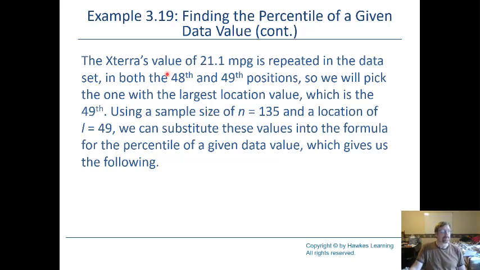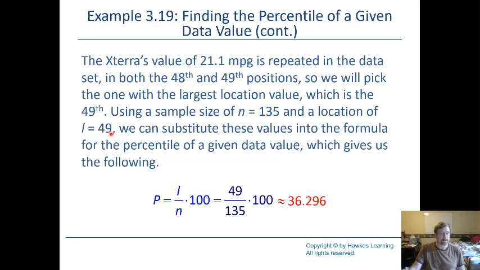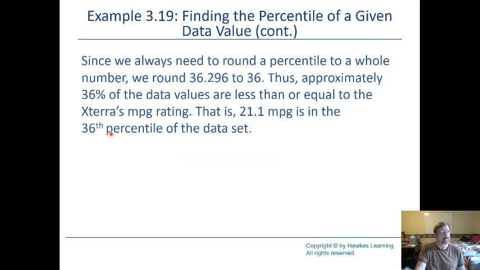All right, this is both in the 48th and 49th position, so we'll pick the one with the largest location. N was 135, location is 49. Plug those in, and we get about 36.3%. Or 36, I guess we'll round to whole numbers.